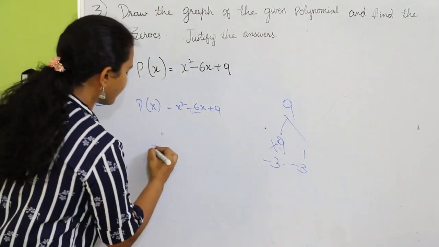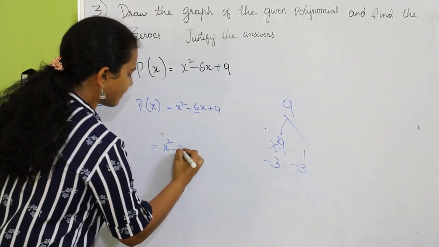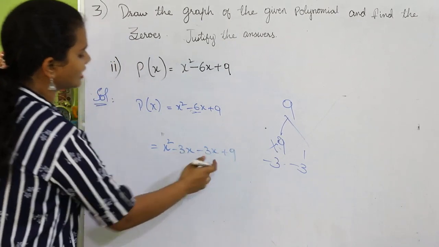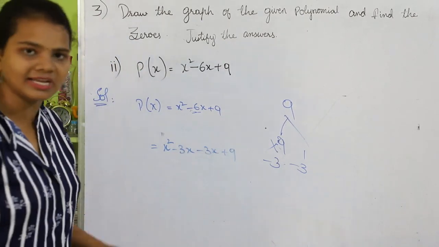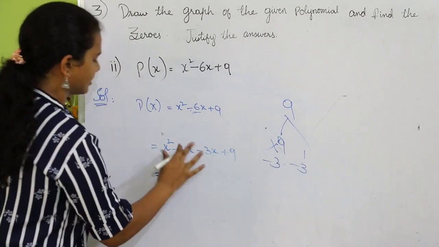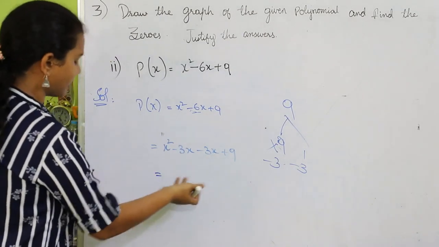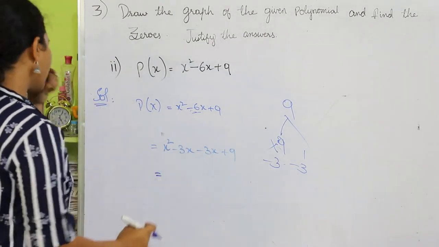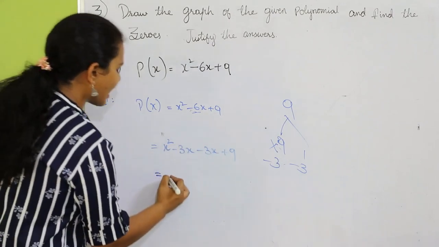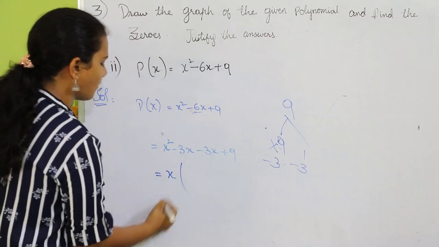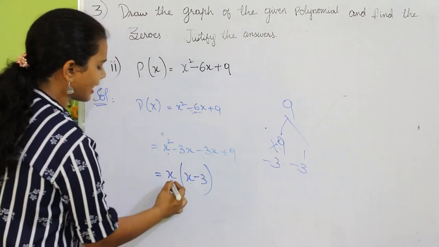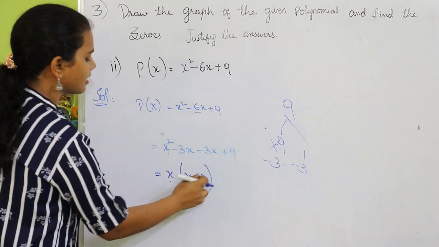So what do I do? x square minus 3x minus 3x plus 9. Because minus 3x and minus 3x gives minus 6x. So here, clear. Now plus x square minus 6x plus 9, so x square minus 3x minus 3x plus 9. Now take x as common, where x into x minus 3. Because x into x square, x into minus 3 gives minus 3x.